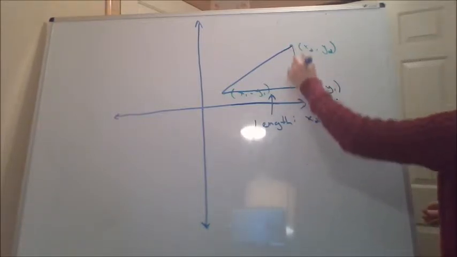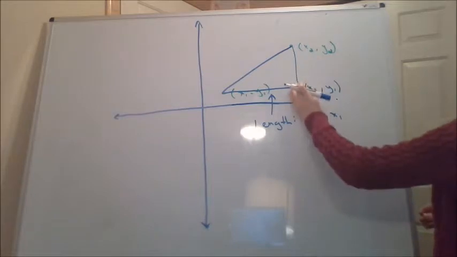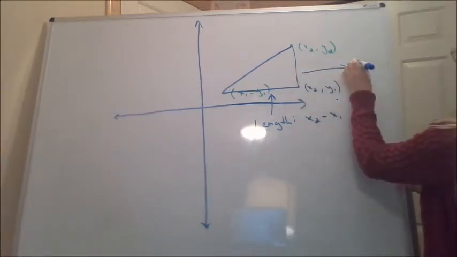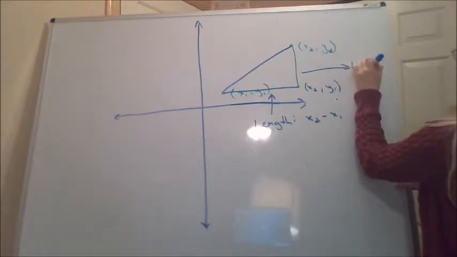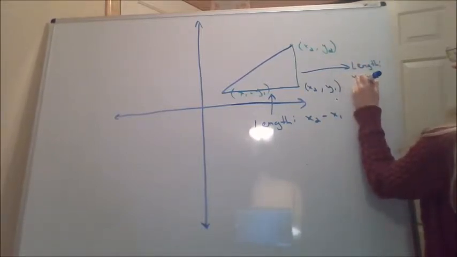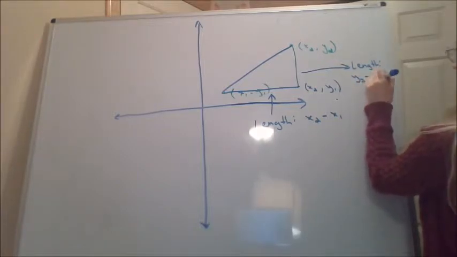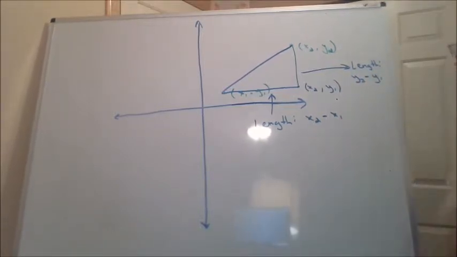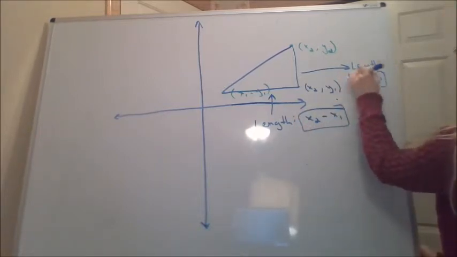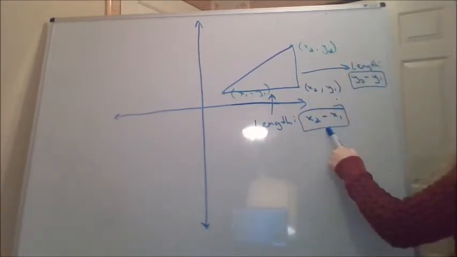Now right here, we see that we only change in the y direction. Our x value stays constant. So we know that the length of this side will be y2 minus y1.